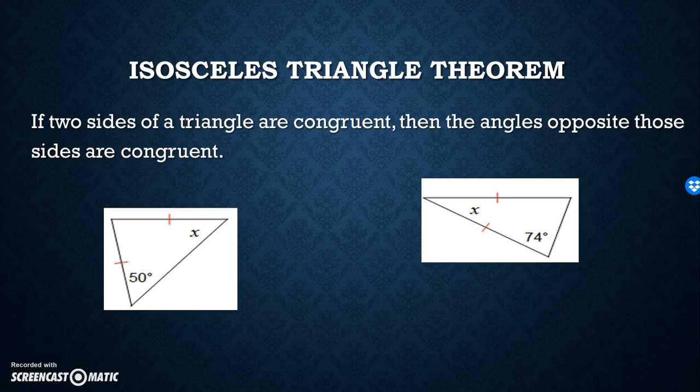So our base angles in the first example are 50 degrees, therefore x is 50. In our second example, the base angles are 74, and if we add up our angles, the vertex angle x plus our base angle 74 plus 74, it equals 180. So what we're doing is we're subtracting our base angles from 180. 74 twice is 148. 180 minus 148 is 32 degrees. So our vertex angle in this example is 32.